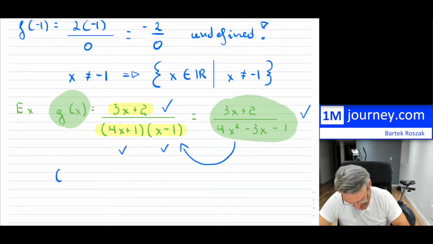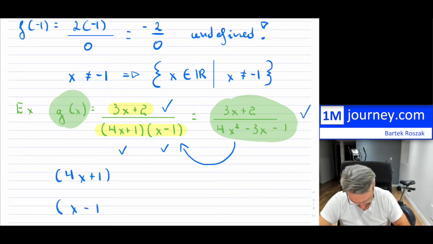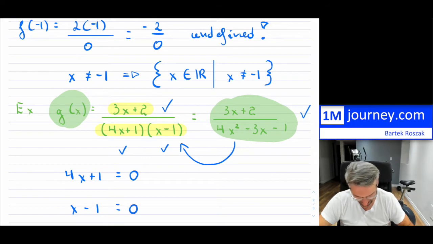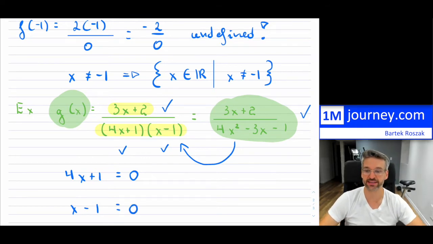We have one factor, which is 4x plus 1, and then we have a second factor, which is just x minus 1. I'm going to drop the brackets here. What I do not want is for each factor to be equal to 0, because if it does equal 0, we're going to get an undefined or an indeterminate result for our answer. And we cannot have that if we want to keep it as a function.